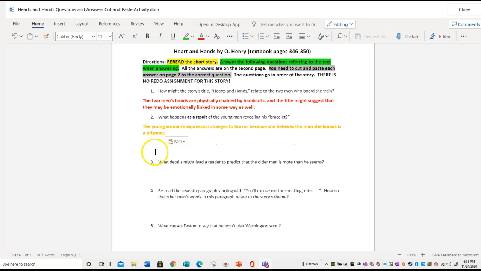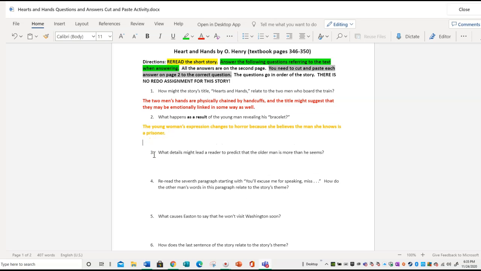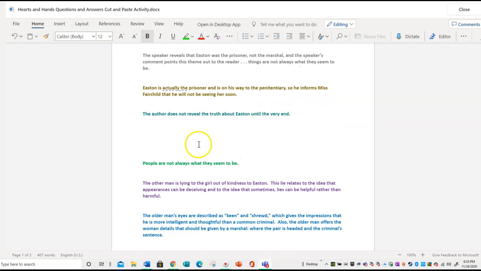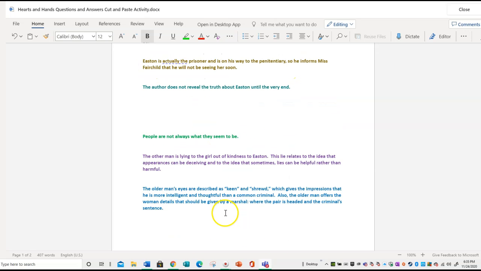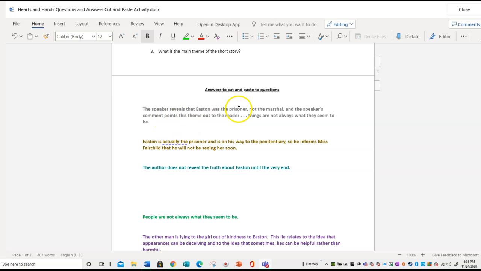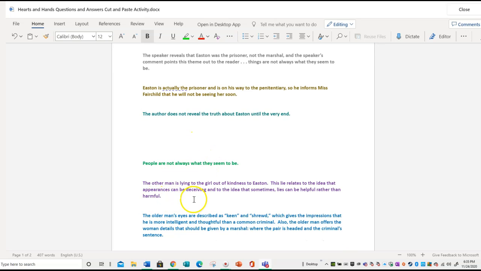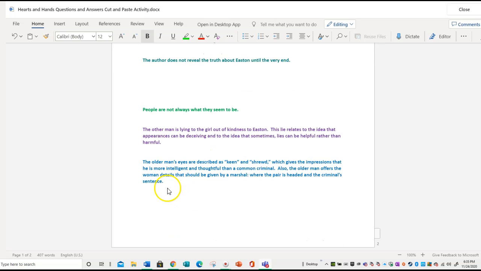Okay. 3. And of course, I can go back and check these before I submit it. What details might lead a reader to predict that the older man is more than he seems? So I'm looking for an answer that has details about the older man. Now, this is about the speaker. No, it's about the ending. Theme. Probably about the ending. Okay, now I see this one.